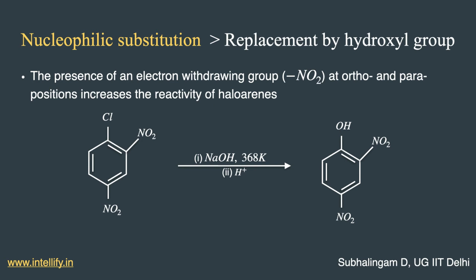Now what happens if I increase this NO2 group further? What happens if I had another NO2 group at the remaining ortho position? Let's look at it. So now I have added NO2 at two ortho positions that are possible and one para possible. So all the three positions are substituted with an electron withdrawing group, NO2 in this case.